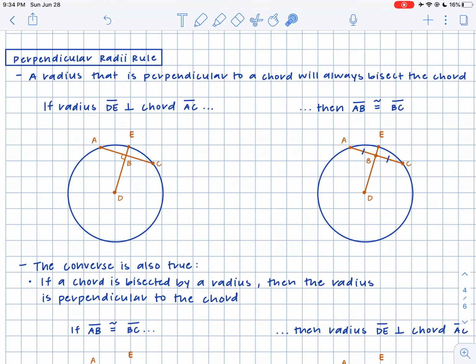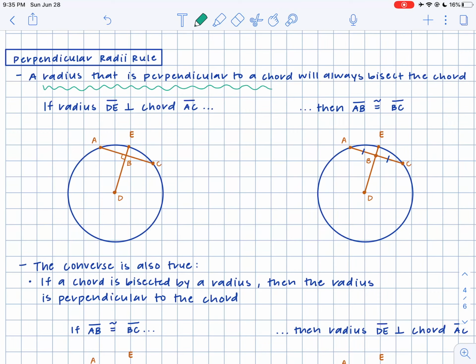Okay, so again, let's remind ourselves of the perpendicular radii rule, and I drew some pictures. A radius that is perpendicular to a chord will always bisect the chord. So this states, if radius DE is perpendicular to chord AC, then it will bisect the chord. So that means segment AB is congruent to BC. We also know the converse is true.